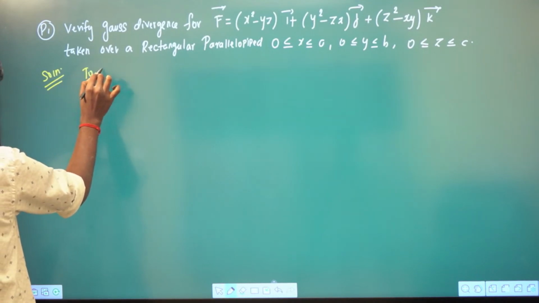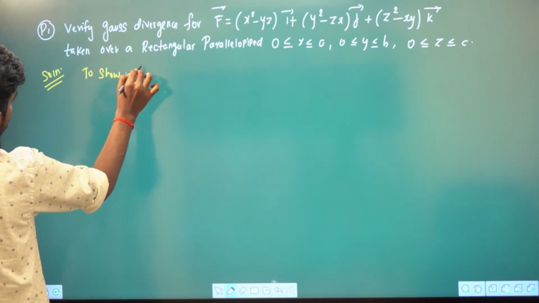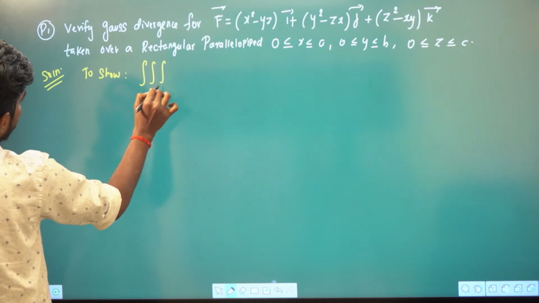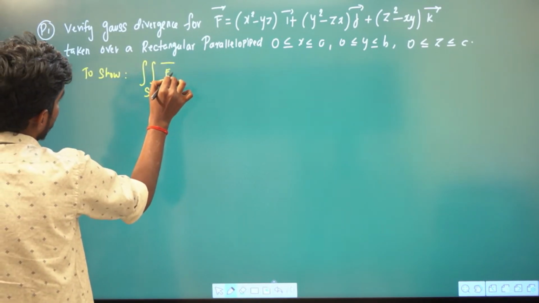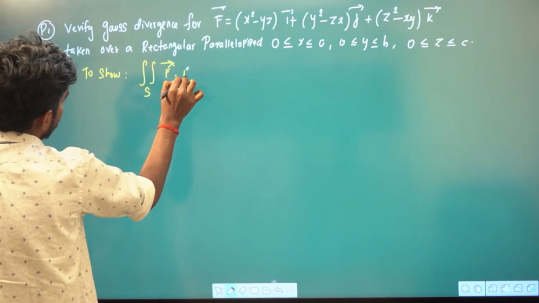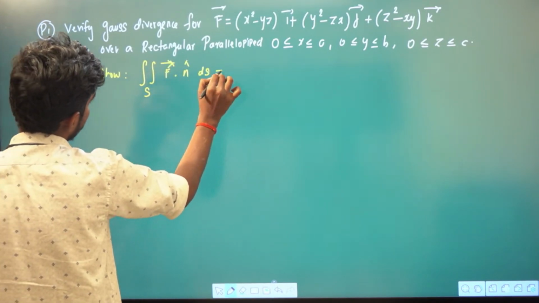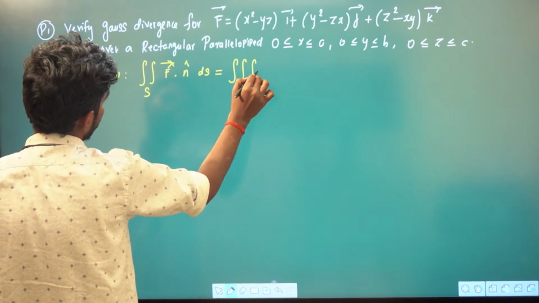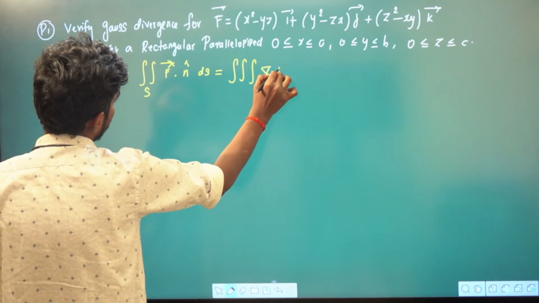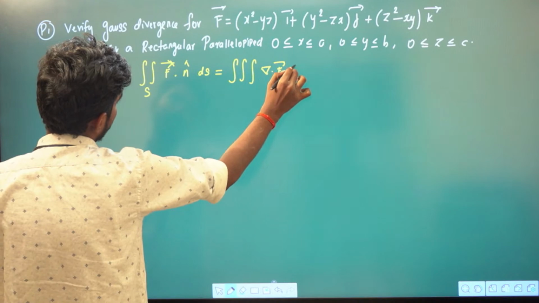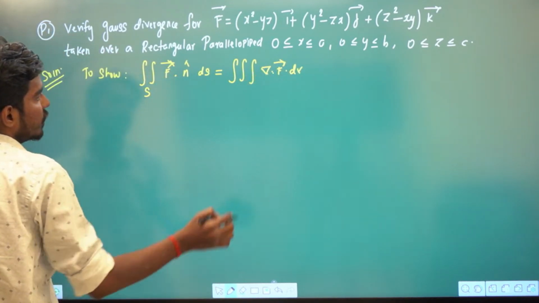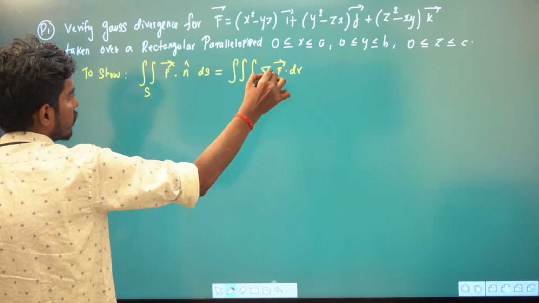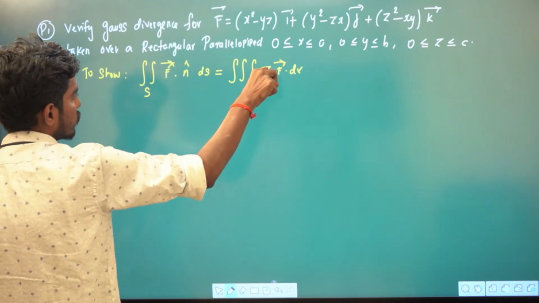So to show double integral over S of F vector dot n cap dS is the same as triple integral over V of del dot F vector dV, right? This is divergence of F. Del dot F is divergence of F, into dV.